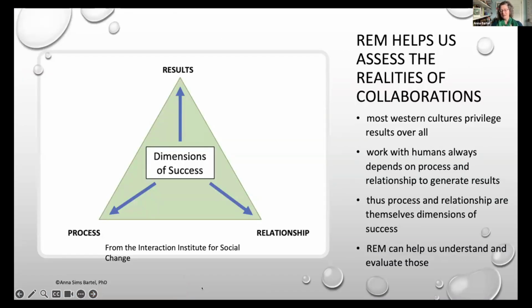So for me, the biggest reason that I use REM is because it helps us assess the realities of what good collaboration looks like. And I'm aware network evaluation has many interesting approaches to this. I love this mental model. It's the thing that I probably teach most in all of my contexts. It's from the Interaction Institute for Social Change, and it posits that results are only one dimension of success.